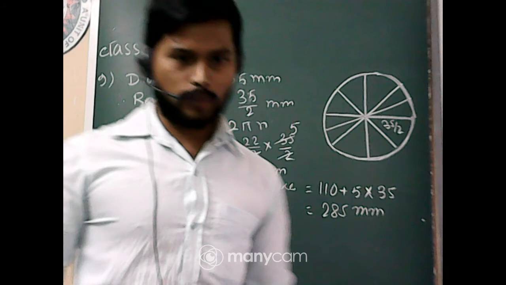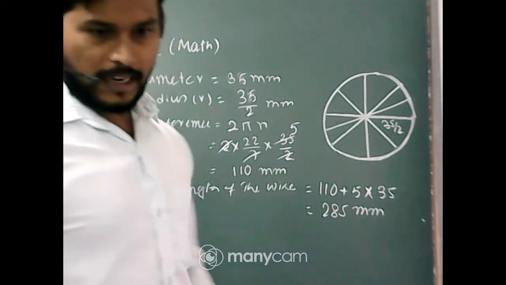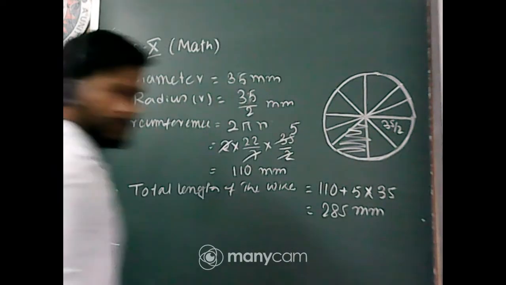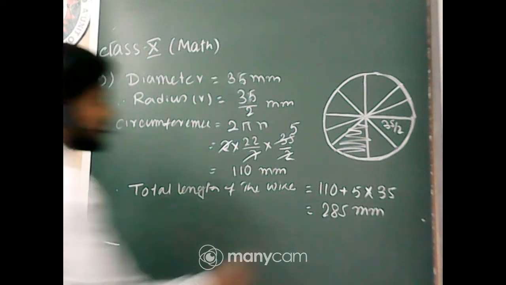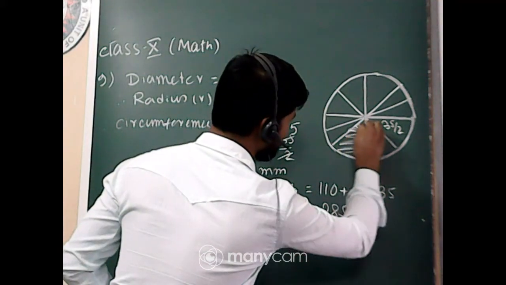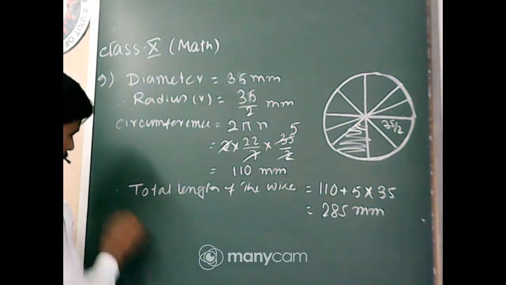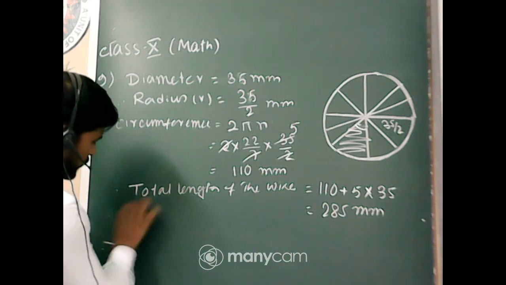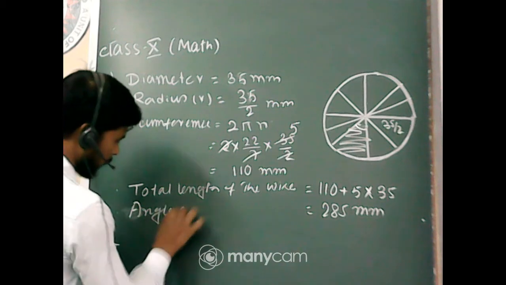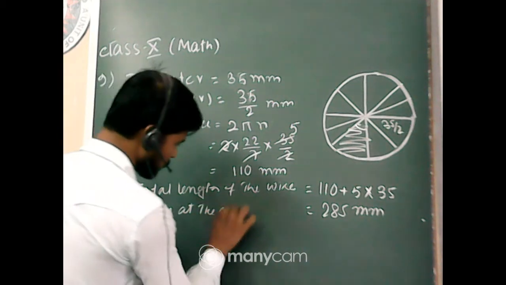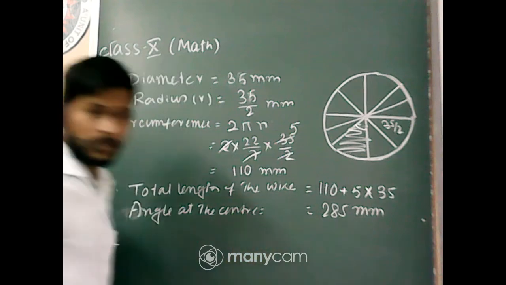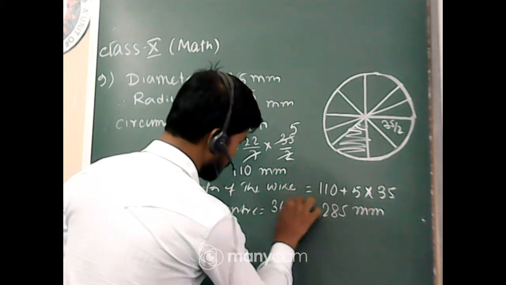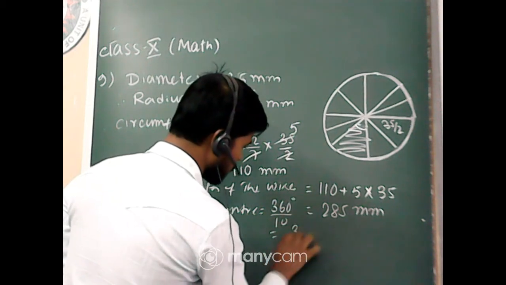We have one more question here: what is the area of one sector, this part. Now we have to find the central angle. Can you please tell me what will be the central angle, or angle at the center? 360, because there are 10 equal parts. So 360 degree divided by 10, that is 36 degree.